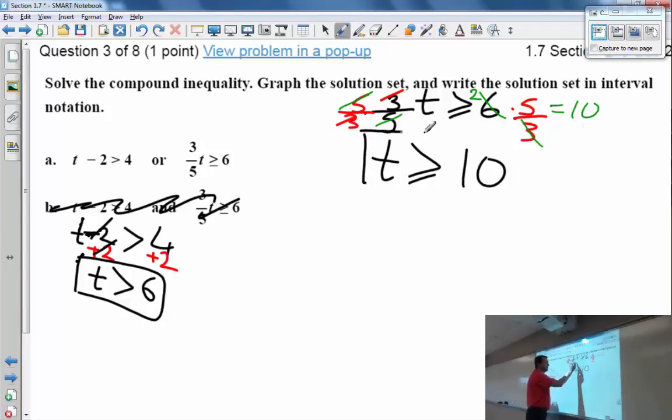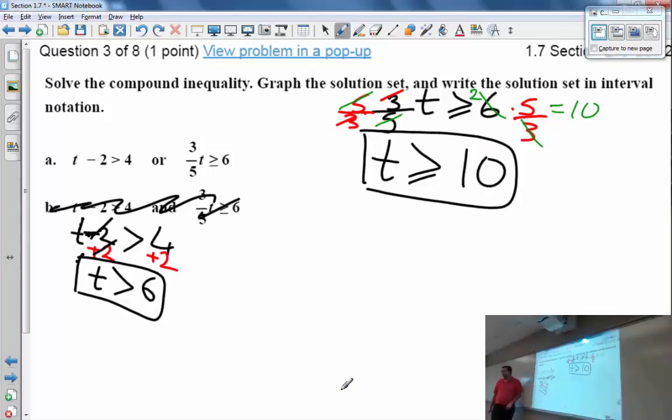Two solutions. Are we good? Two solutions. All right, let's put this into some context. You have either more than 6 apples or more than or equal to 10 apples. That's what the situation is. We are now going to combine this mathematically.